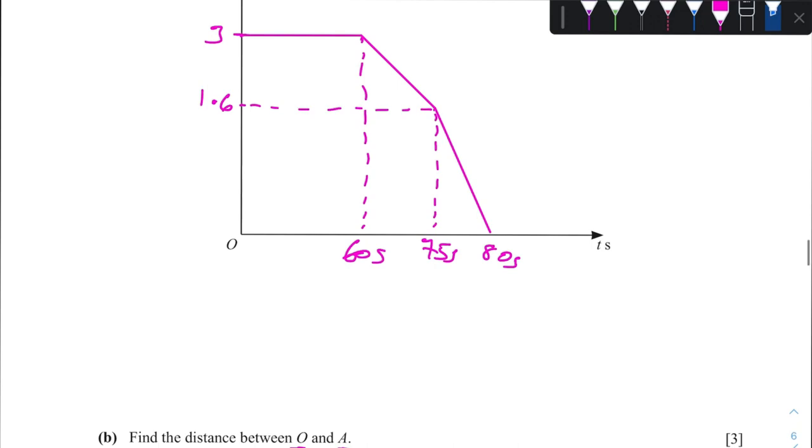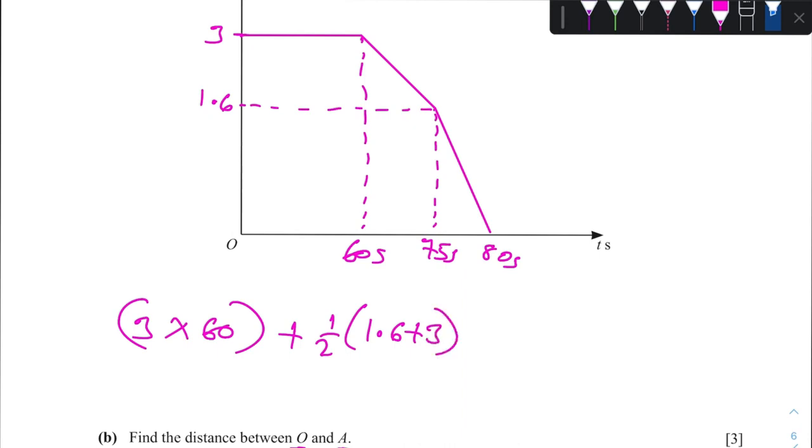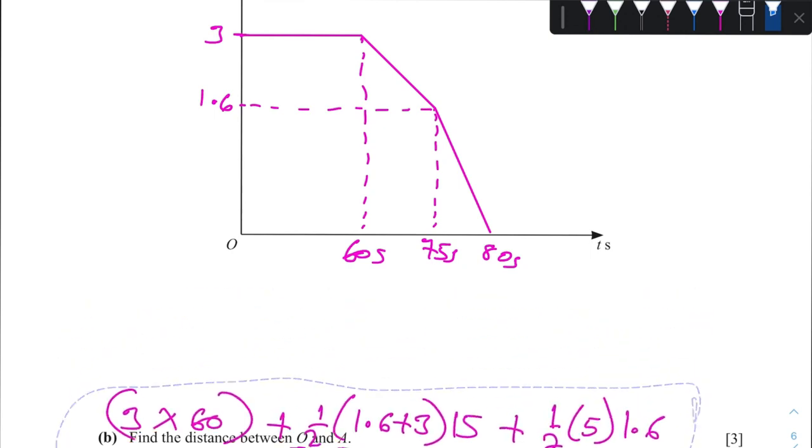You can see that we have 3 times 60 for the rectangle. Then the trapezium becomes half into bracket 1.6 plus 3 times the height. And the height is basically from here to here, okay? And that's about 15, plus, and then the triangle becomes half base. The base is 5 times the height, which is 1.6. Okay, so we can just copy it now and then go and dump it down here.